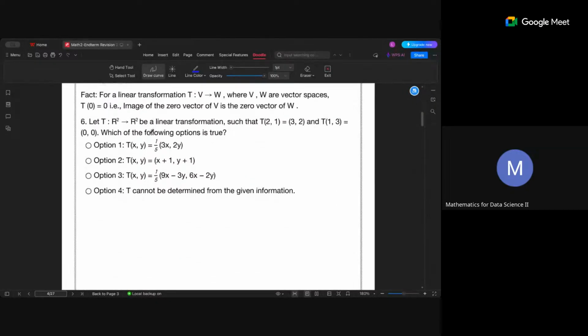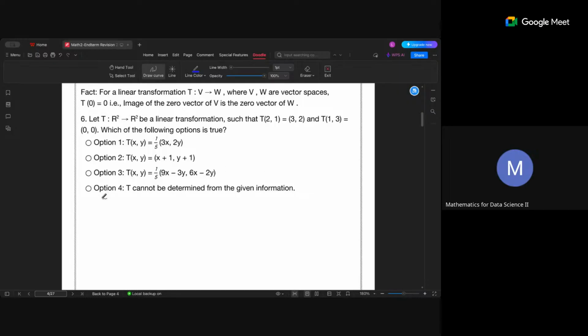Okay. Now look at this problem. Let T from R2 to R2 be a linear transformation such that T of (2, 1) is equal to (3, 2) and T of (1, 3) is equal to (0, 0). Which of the following options is true? Either you simply substitute T of (2, 1) and check whether you are getting (3, 2), or what is the usual way? Suppose you are not given any of these options. How will you find T of (x, y)?